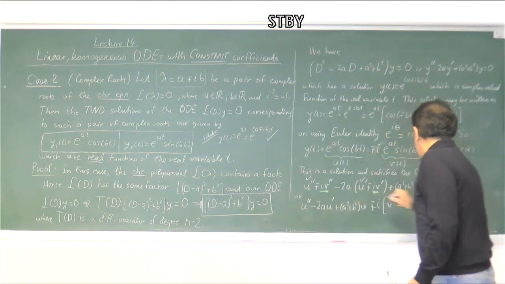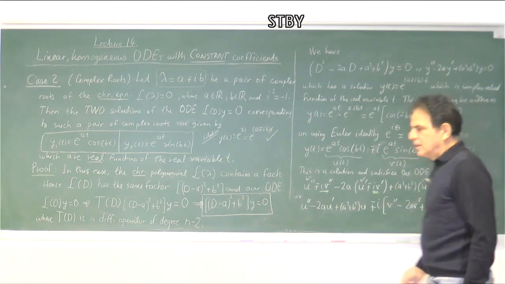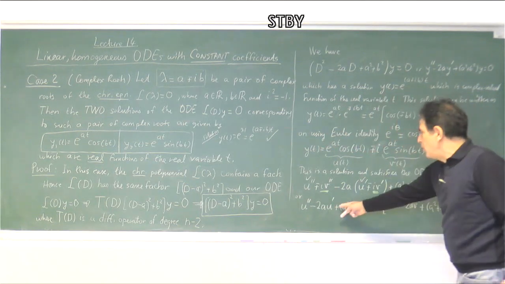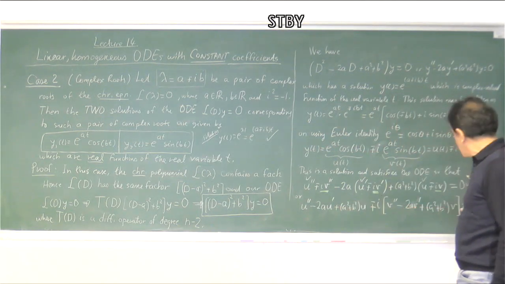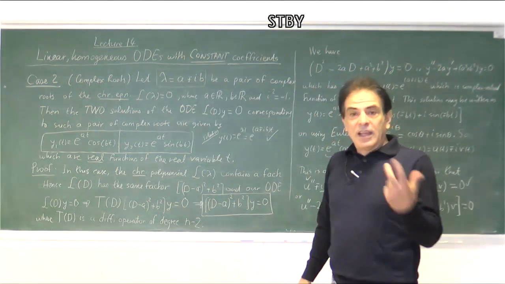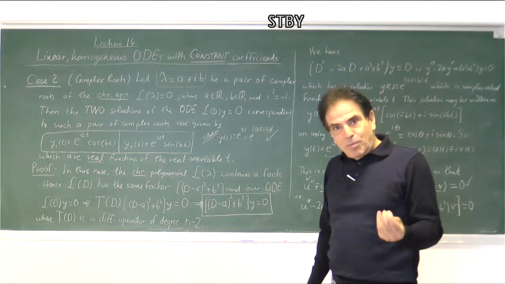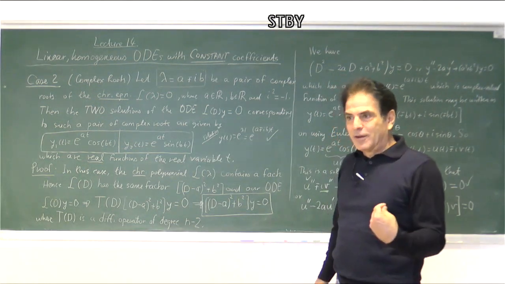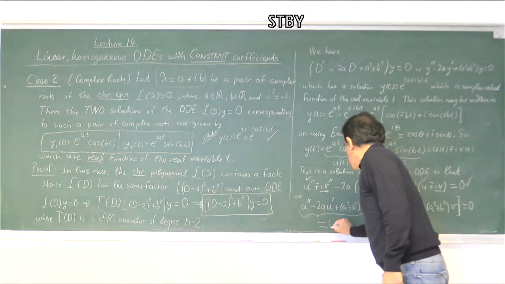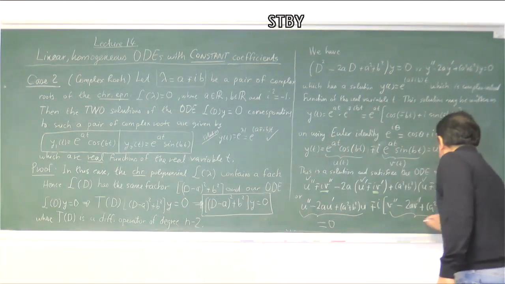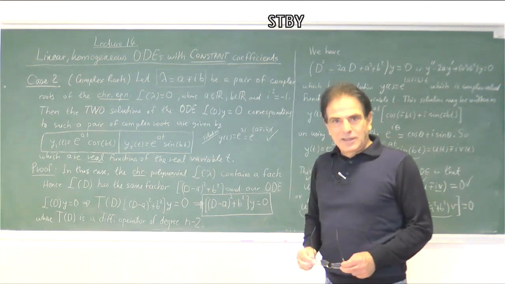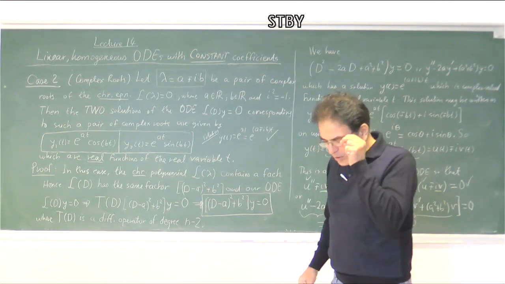I collect the imaginary parts. So what is known? We have a complex quantity on the left, which must be 0. A complex quantity is 0 if and only if its real and imaginary parts are both 0. Good? So this is the real part, must be 0. This is the imaginary part, must be 0. Okay? For a complex quantity to be 0.